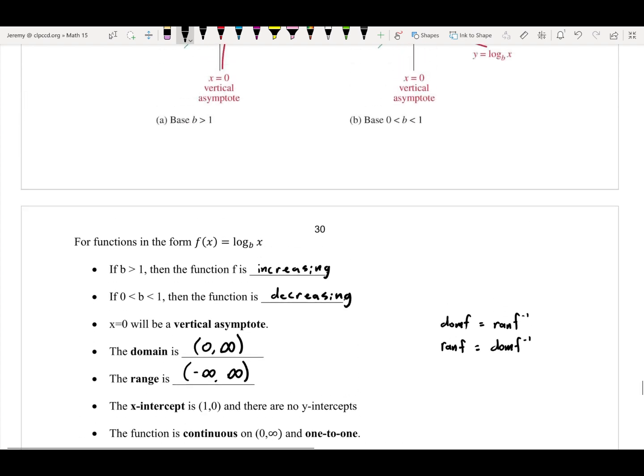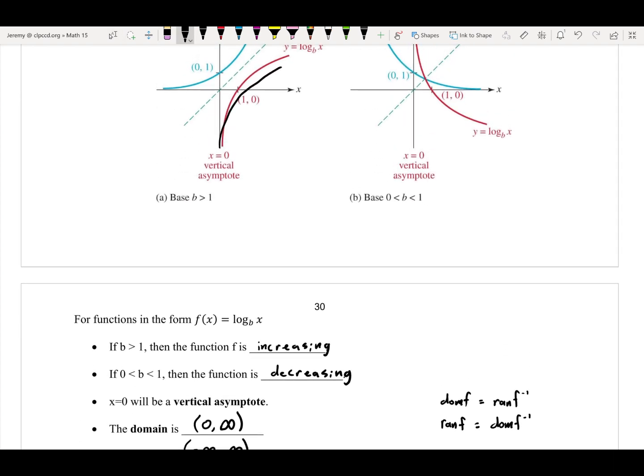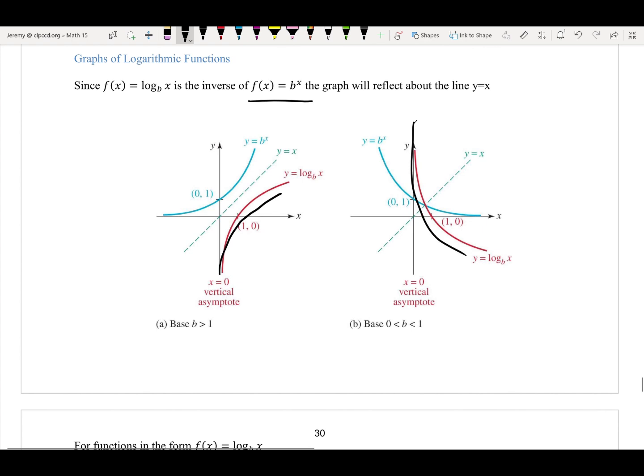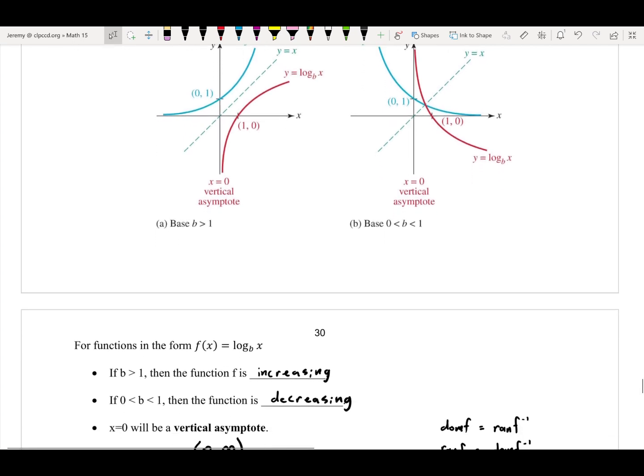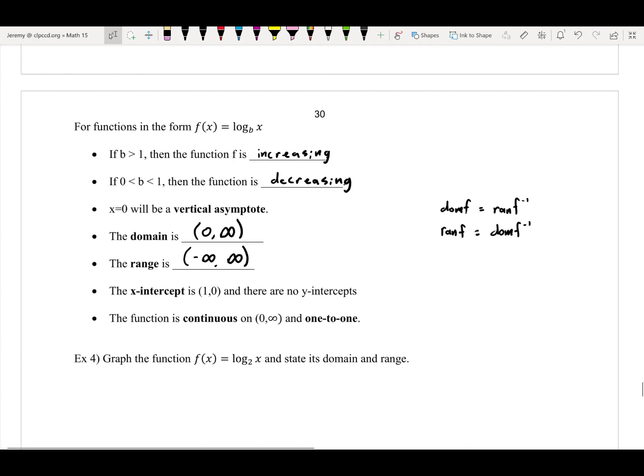And again, we can look back to the graph, this red line here, and we can see that the range, all of the y values that will be covered by this graph, is going to be all real numbers, negative infinity to positive infinity. We only have that restriction on the domain. No negative values, and 0 can't go in either.